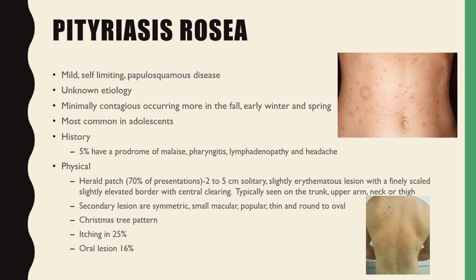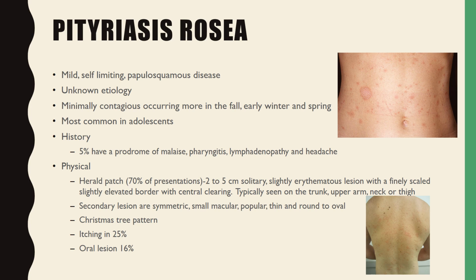I mentioned earlier the pityriasis. Pityriasis rosea is another one. This is a mild, self-limiting papulosquamous disease of unknown etiology, but it's thought to be maybe viral. Minimally contagious, occurring more in the fall, early winter, and spring. It's more common in adolescents. 5% of them have a prodrome of malaise, pharyngitis, lymphadenopathy, and headache.